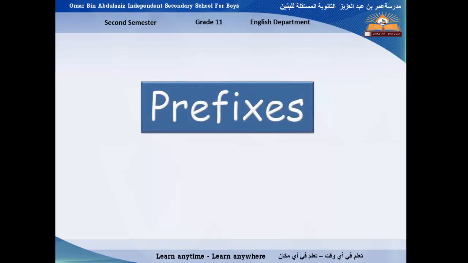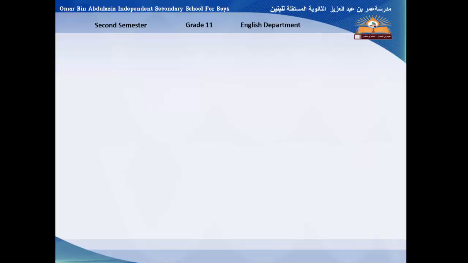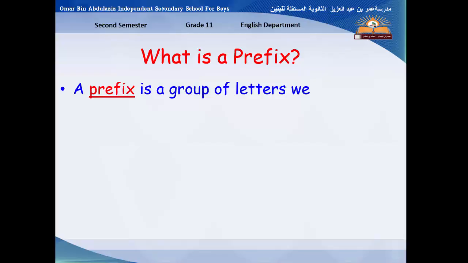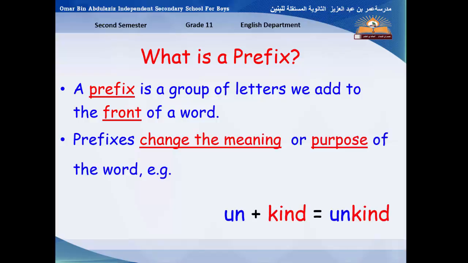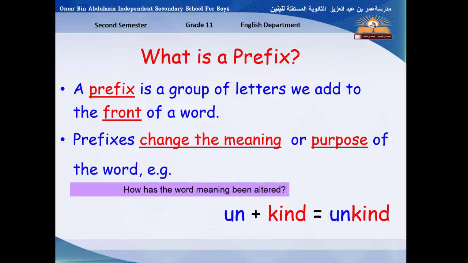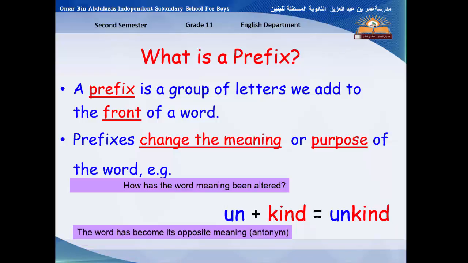Now, with another part of our lesson, prefixes. What is a prefix? A prefix is a group of letters we add to the front of a word. Prefixes change the meaning or purpose of the word. For example, un and kind. When we add the prefix un to kind, its meaning changes. Unkind. How has the word meaning been altered? The word has become its opposite meaning or antonym.